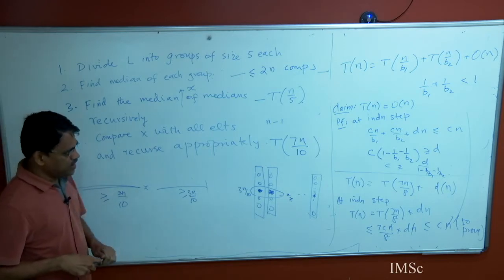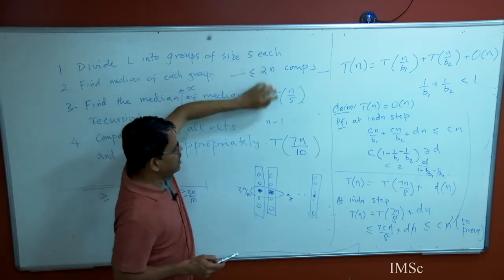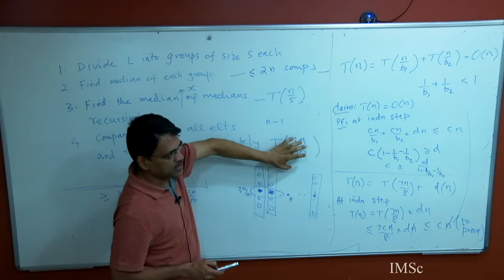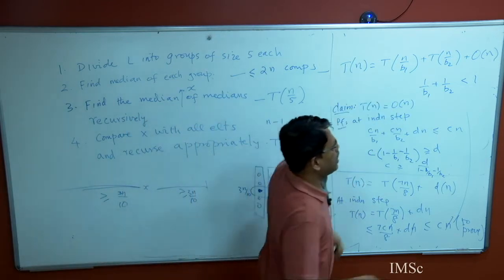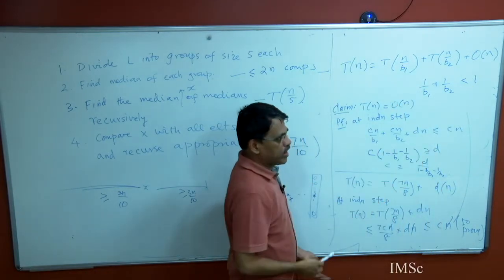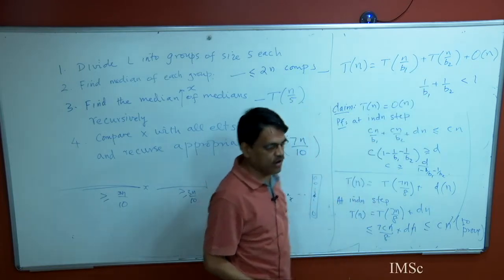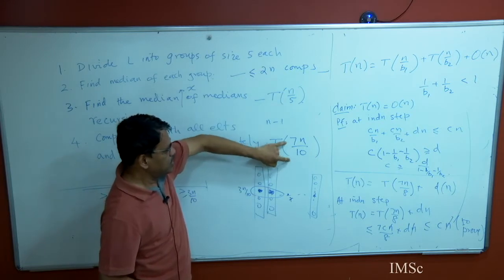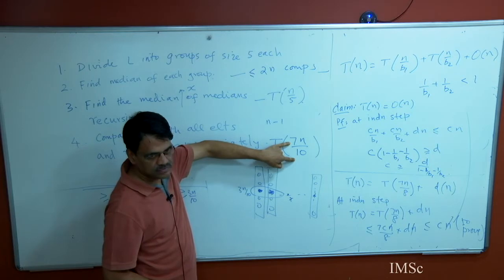Now my overall running time would be T of n is, here is an order n term, here is an order n term, plus T of n by 5 plus T of 7n by 10. Let's come here, I have an order n term, and for this whole thing to be linear, what do I need? I want 1 by b1 plus 1 by b2 to be strictly less than 1. What is 1 by b1 here? 1 by 5, and this will be 7 by 10, right?